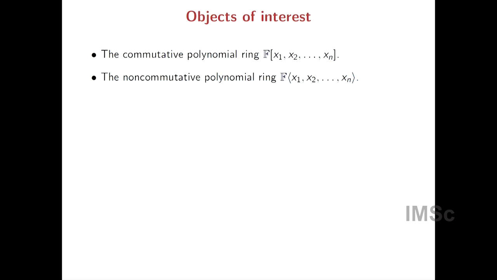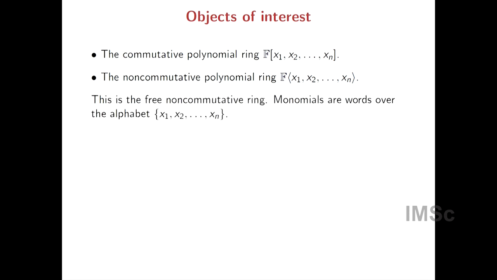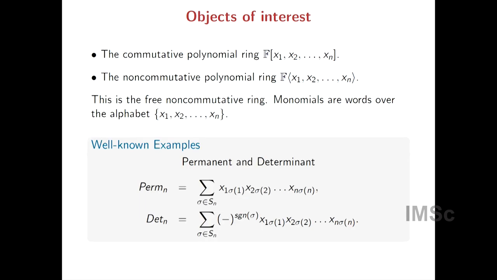A monomial is a word basically. It's a string really on the letters x1 to xn. And this is the free non-commutative ring.